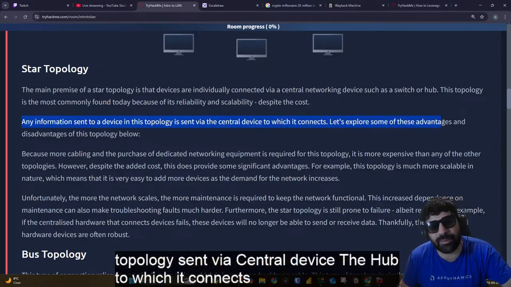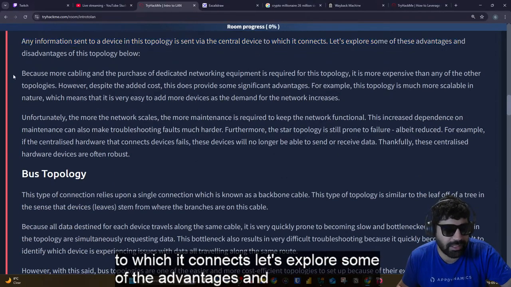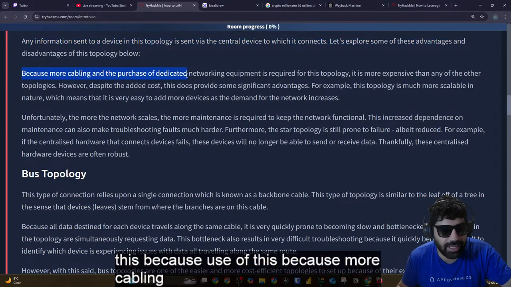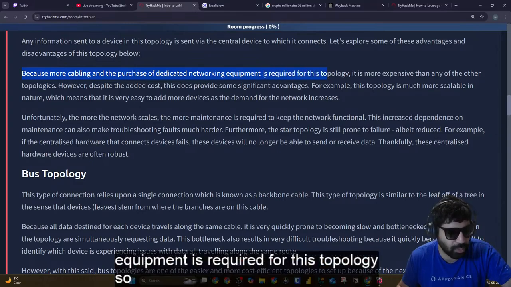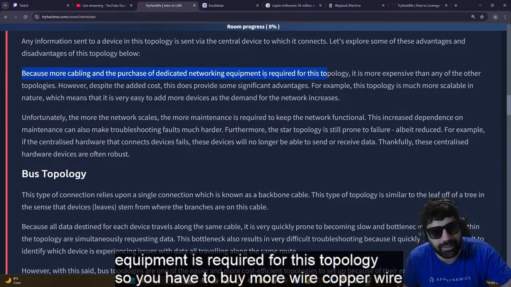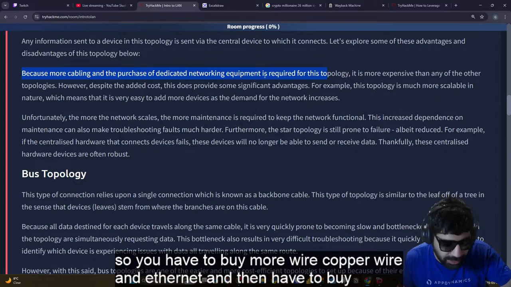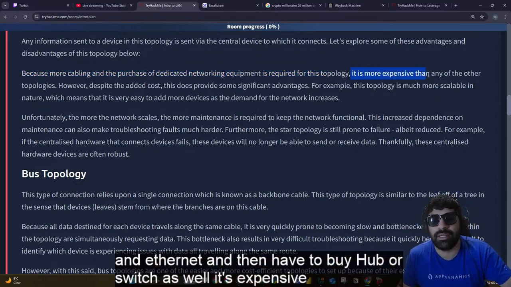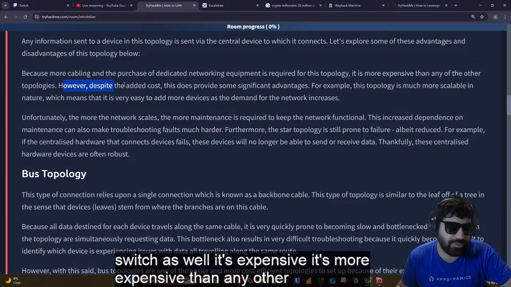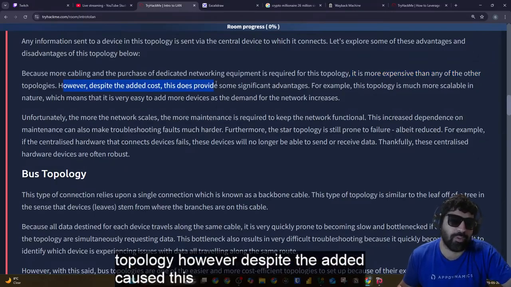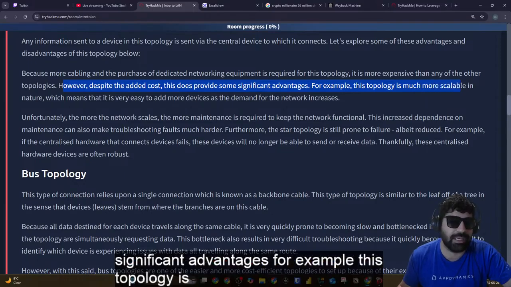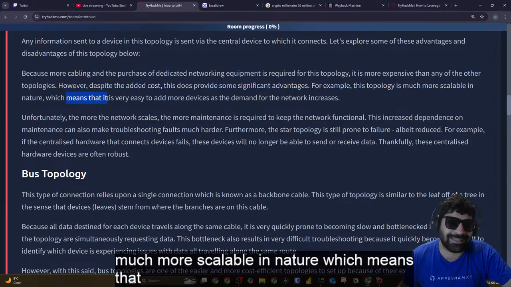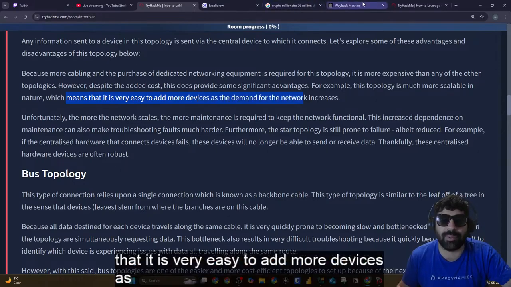Let's explore some of the advantages and disadvantages of this. Because more cabling and purchase of dedicated networking equipment is required for this topology, you have to buy more wire, copper wire or Ethernet, and then buy a hub or a switch as well. It's more expensive than any other topology. However, despite the added cost, it provides significant advantages. For example, this topology is much more scalable, which means it is very easy to add more devices as the demand of the network increases.